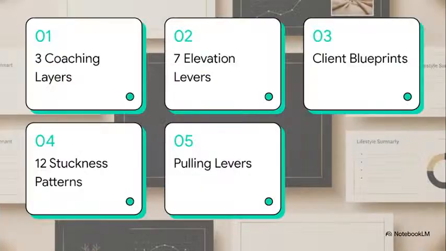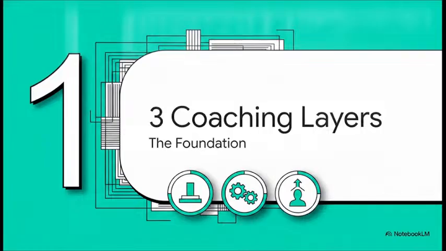All right, here is our map for today's explainer. We'll start with the 3 coaching layers, look at the 7 elevation levers, define client blueprints, dive into the 12 patterns of stuckness, and finish up with a real-world scenario. Okay, step 1, the 3 coaching layers. This is where we establish our foundation and see where real transformation actually happens.